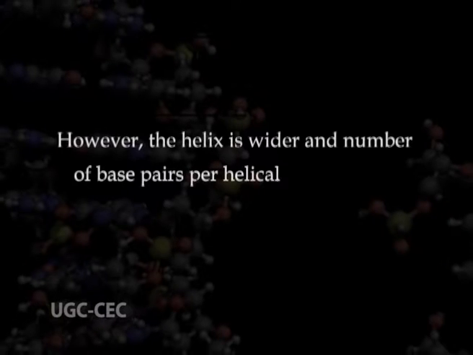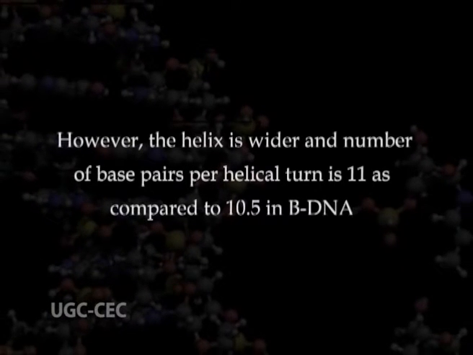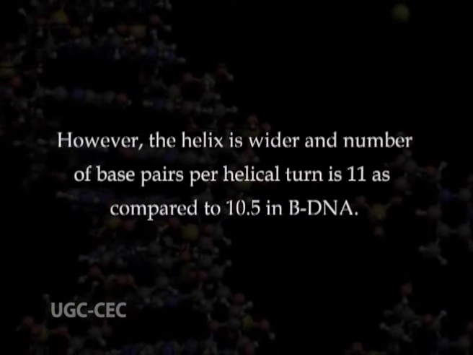In this form, DNA is arranged in a right-handed double helix. However, the helix is wider and the number of base pairs per helical turn is 11 as compared to 10.5 in B DNA. The major difference between A form and B form nucleic acid is in the conformation of the deoxyribose sugar ring. It is in the carbon number 2 endo conformation for B form, whereas it is in the carbon number 3 endo conformation in A form.